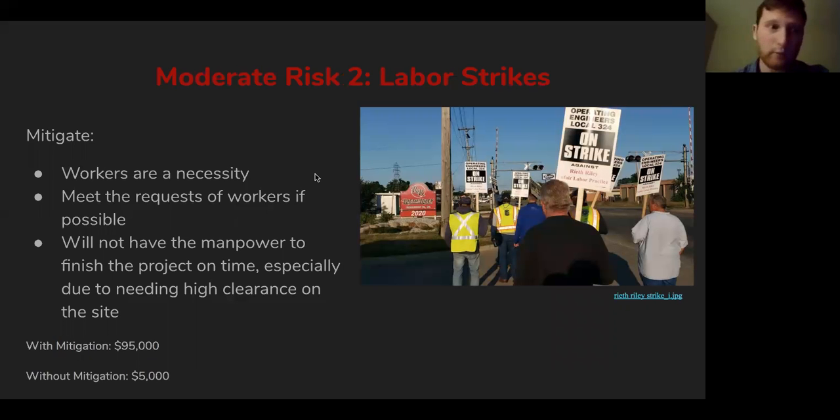And then we wanted to mitigate the risk, as if we mitigated, we will have the workers on site. We'll not have to think about where will we get new workers and find people that will be allowed on the site by the state. And if we were to have a labor strike, we'll not have the manpower to finish this project on time or within budget, which could affect ongoing bids that we have with the state.